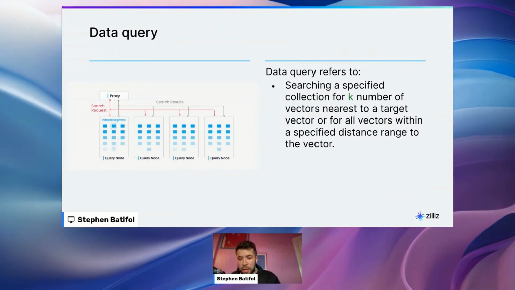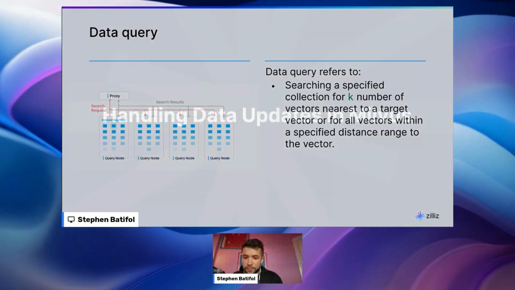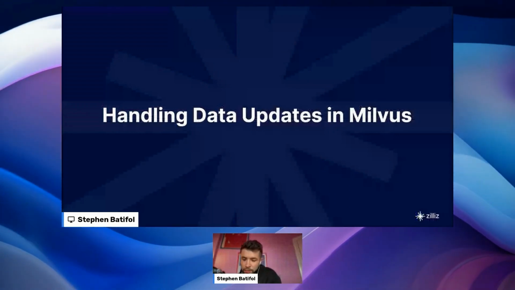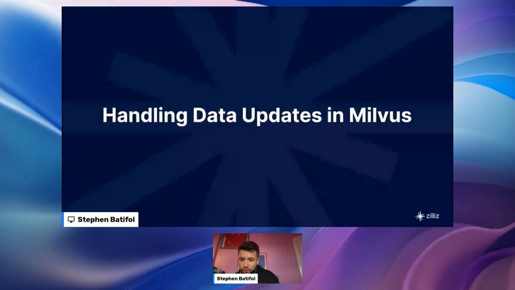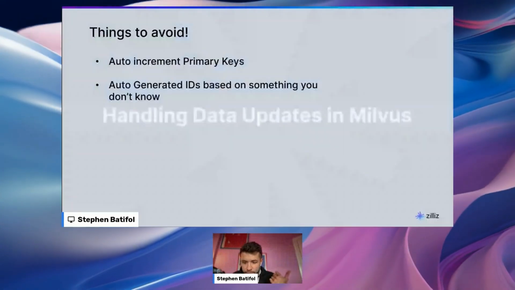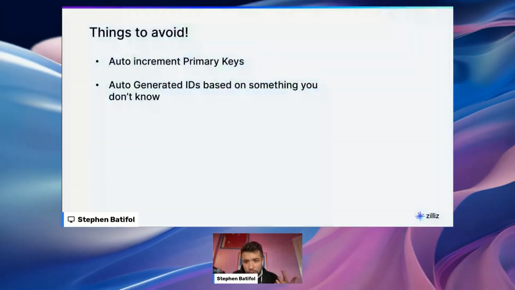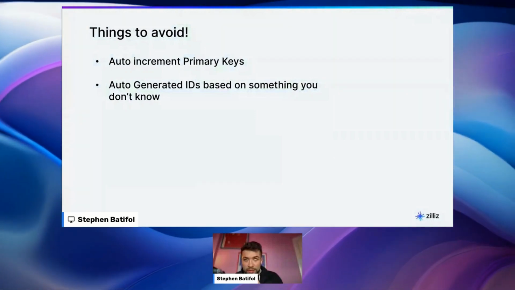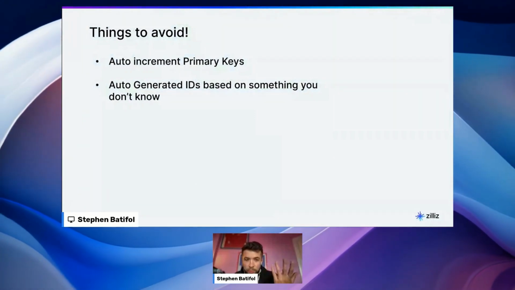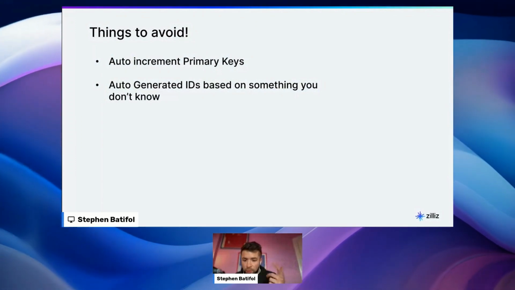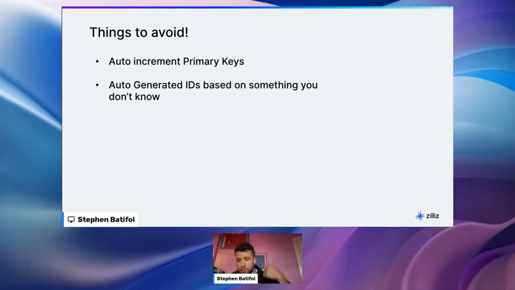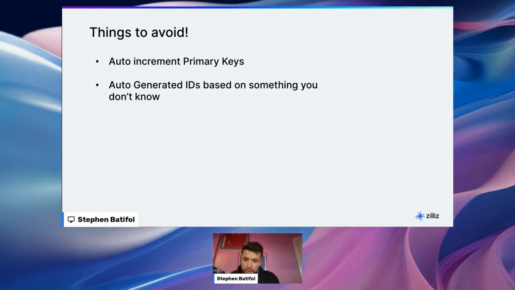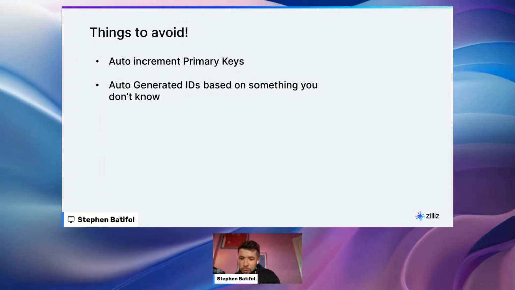But then how do we handle data updates? I'm going to talk about Milvus in particular here, but the idea is the same. So a couple of things to avoid, I would say. First, if you want to be able to update your data and your documents, avoid having auto increments for primary keys or things like that, because then you won't be able to find them again. If you go through the same document, and you're auto incrementing, you might be lost at one point. Also avoid generating IDs based on something you don't know.